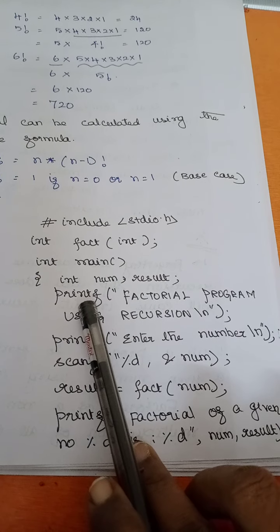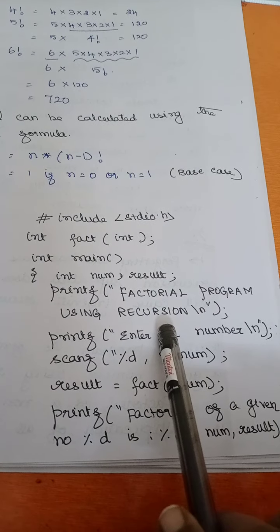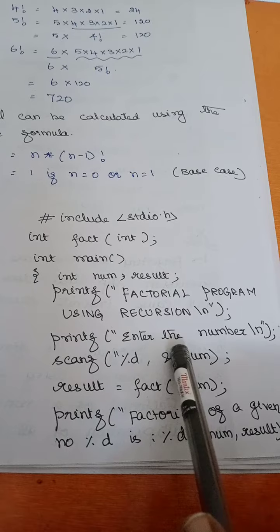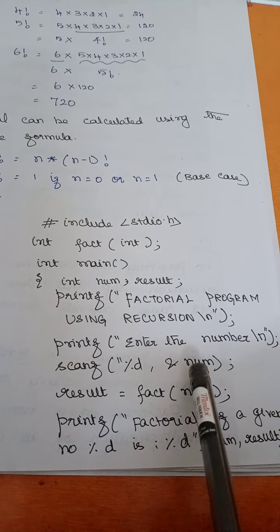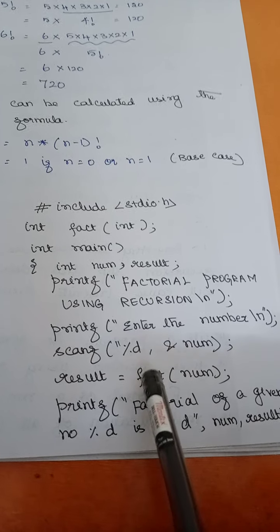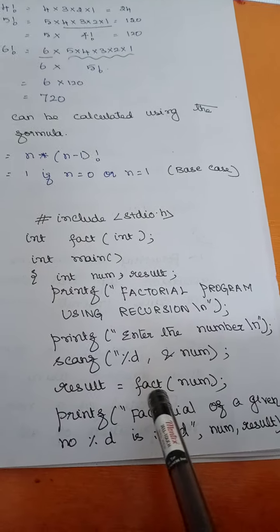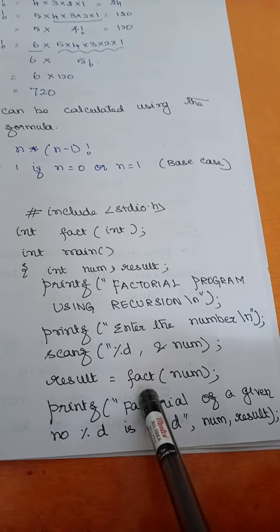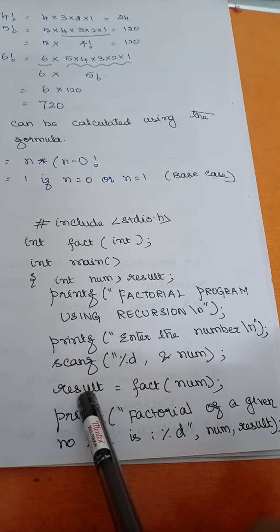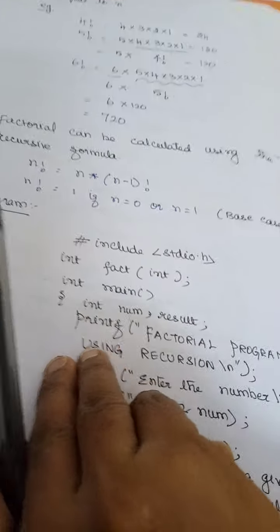So I am going to print a statement here, printf "Factorial program using recursion". Now printf "Enter the number". Then I am reading the number for which we need to find the factorial. And then I am calling the function. Here there is no difference. We have called a function in the same way as we call a normal function. The function will return a value, that result is stored, and I am printing it here.